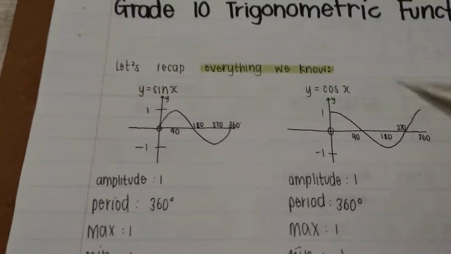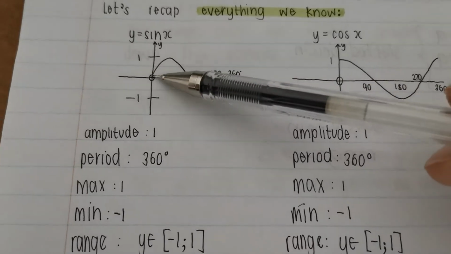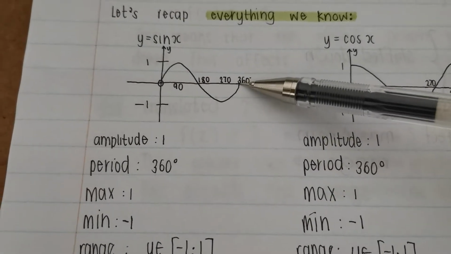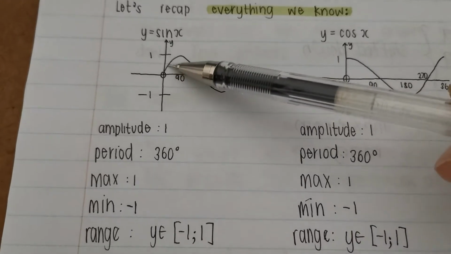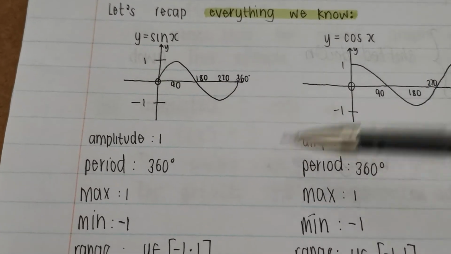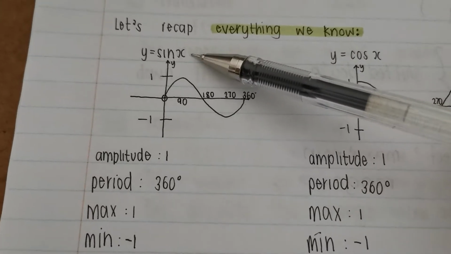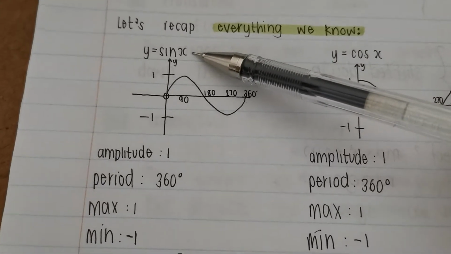Okay, let's talk about our sine graph. We know that it starts at 0, goes up, goes down, and that it has a period of 360 degrees, meaning it takes 360 degrees to complete a full cycle. Okay, this here is the original equation. Nothing is changed by it.